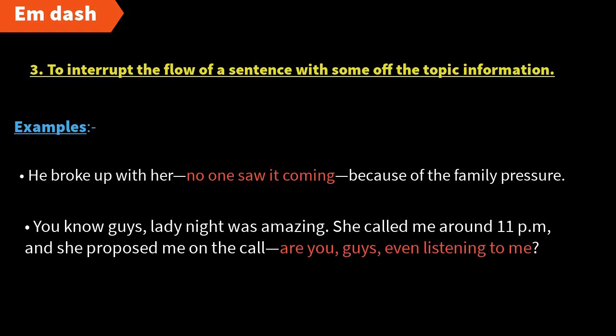So, guys, last night was amazing. She called me around 11 p.m. and she proposed to me on the call. Are you guys even listening to me? See, I'm talking about something and I break the flow and I start talking about something else. It could be me or it could be somebody else as well, right? But it definitely breaks the flow of the sentence. So that's how we use an M dash.